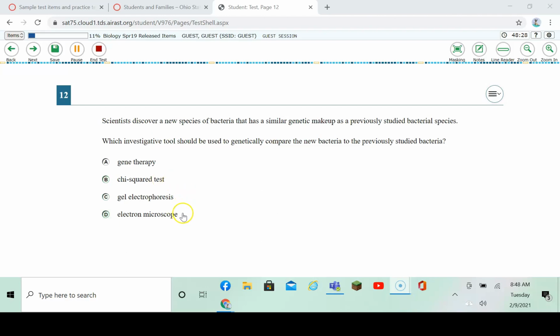Let's skip C. D. Electron microscope. Electron microscopes are used to observe structures or objects too small to be viewed effectively with a light microscope. The correct answer is gel electrophoresis. It can be used to compare the size of pieces of DNA among related species. Remember gel electrophoresis? We put the DNA at the top of the gel, put electricity through it, and the fragments of DNA settle out, and we can compare that DNA to other DNA. So the correct answer for number 12 is C, gel electrophoresis.